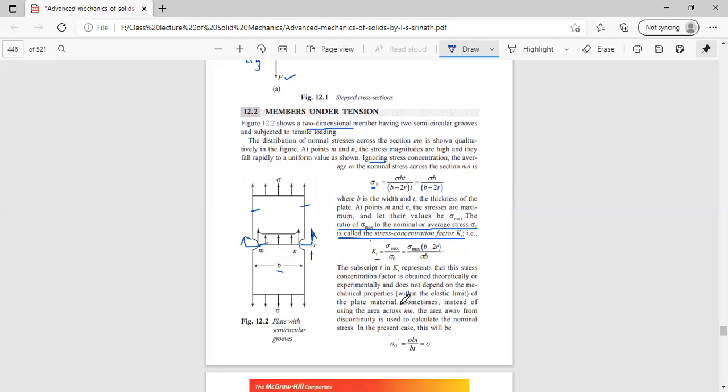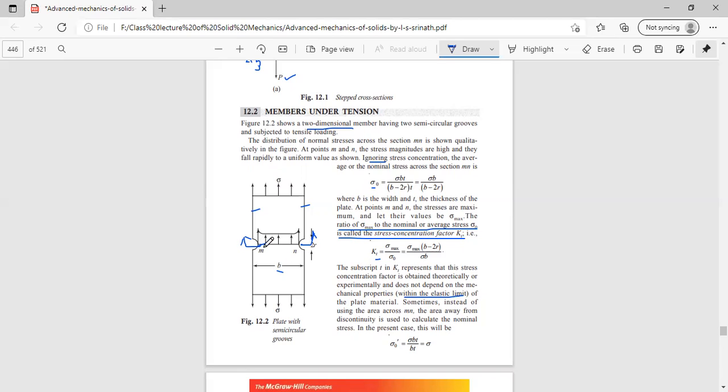This stress concentration factor is not dependent on the mechanical properties, like it is supposed to be within the elastic limit itself. It may not be within the elastic limit. It can be more than the elastic limit. But in this portion, as per Hooke's law, all these stresses are supposed to be within the elastic limit. Only if it happens will the stress be proportional to strain. And as per Hooke's law, the condition of elastic limit is a must.